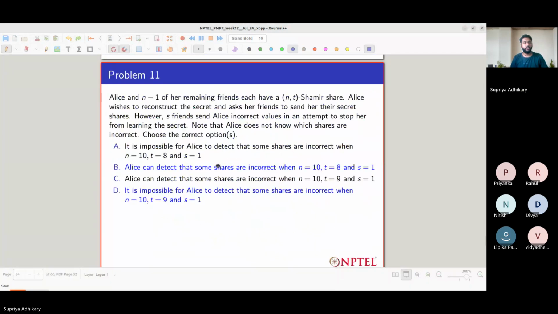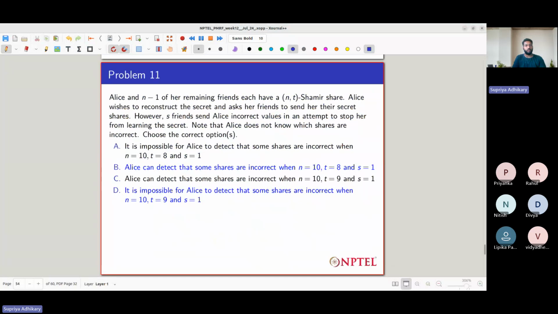Okay. So in problem 11, we are given that Alice and n minus 1 of our remaining friends each have a Shamir secret share, and Alice wishes to reconstruct the secret. And s many friends send Alice incorrect values. So which one of the following statements are true?